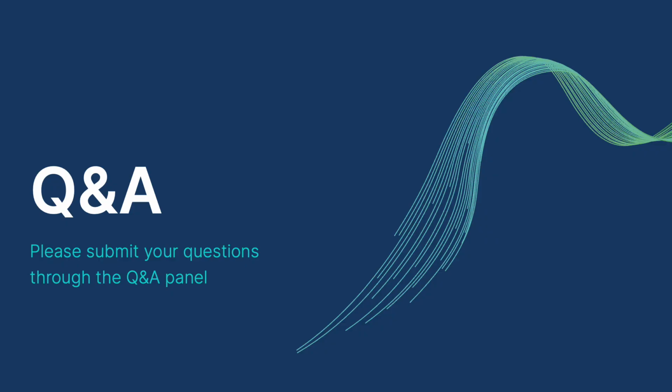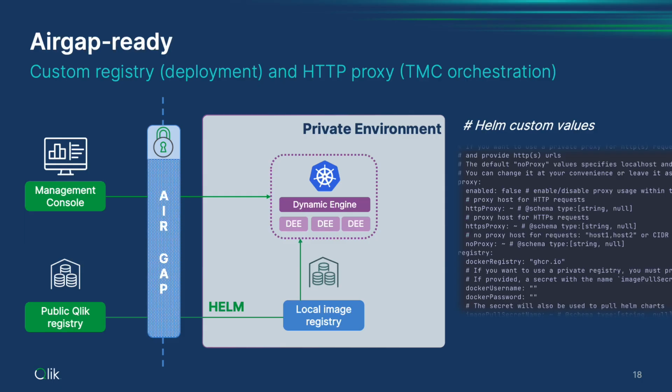Great. Next question. Can this connect to an air gap environment? Yeah. We have two layers of air gap support, one for the dynamic engine deployment itself, and one layer for the communication with the Talend Management Console for task and plan deployment. So for the first option, the idea is to give the possibility to rely on a local image registry instead of the public Qlik registry for getting access to the Helm charts and images that are used for the dynamic engine deployments.